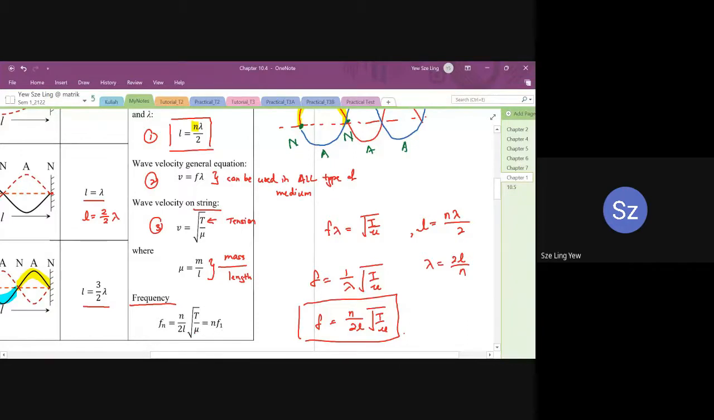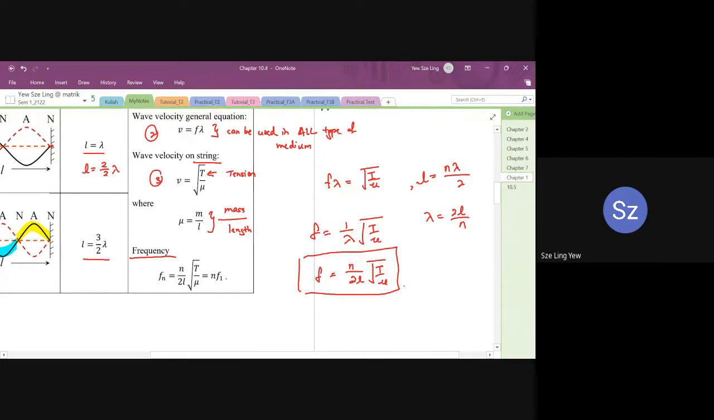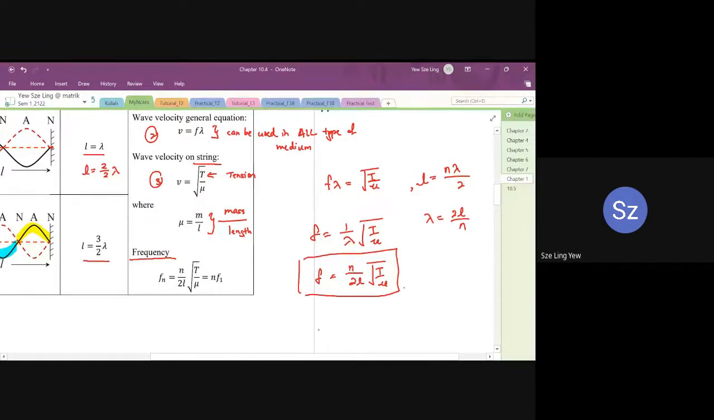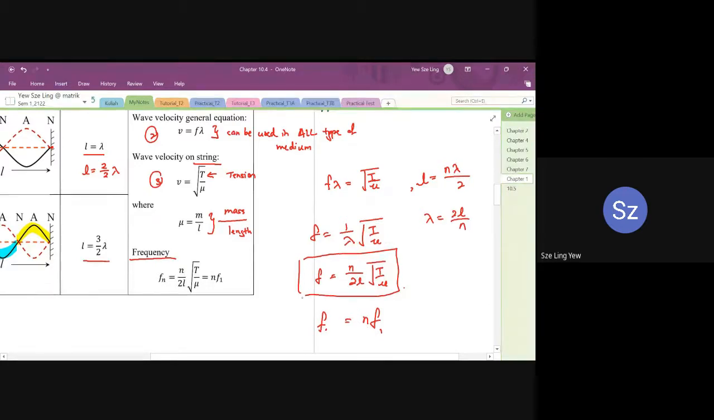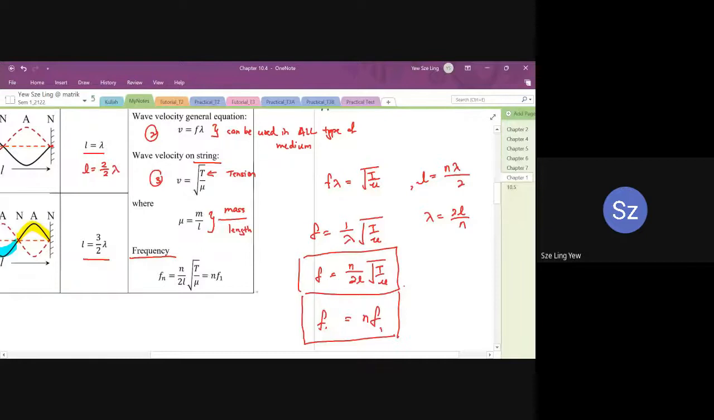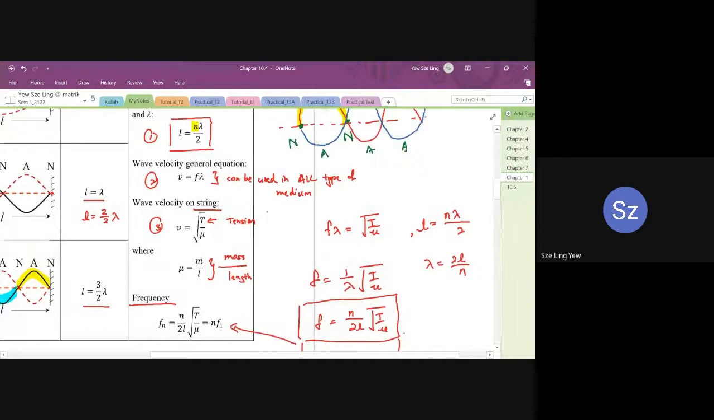And at the same time, Fn is also equal to nF1. So this is the equation. To calculate resonant frequency, you have two different methods. Either you use F equals n over 2L square root T over mu, or F equals nF1, which is n times your fundamental frequency. It makes sense because you're looking at harmonic frequency, so you look at which harmonic you want and just multiply by that multiple. So now we have two equations that can be used to calculate resonant frequency in a string.